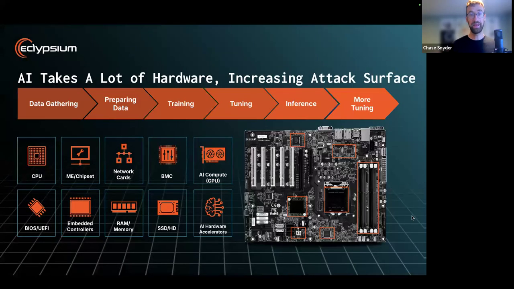And AI in general takes a lot of hardware to run. You have these processes gathering the data, preparing the data to be used for training, doing the actual model training, tuning it. Inference is a whole other conversation. More tuning. There are all of these different processes that have to happen, and that uses a lot of different hardware. So on any given GPU server, in the hardware stack for an AI data center, you have CPUs, you have network cards, you have the GPUs or the AI accelerators, you have storage, you have memory, you have embedded controllers, you have a BIOS, you have firmware.